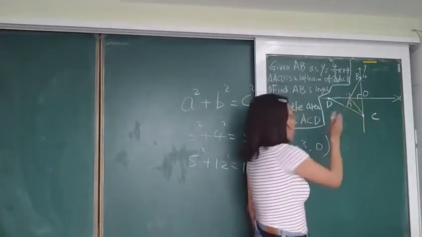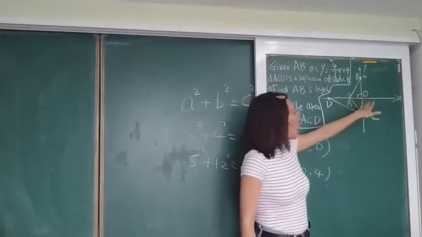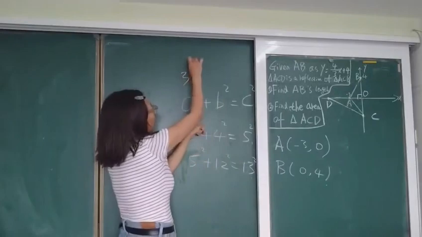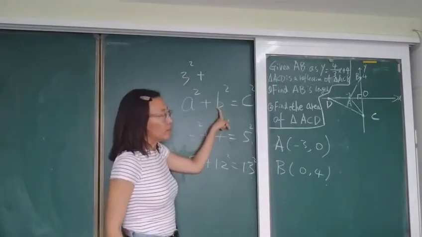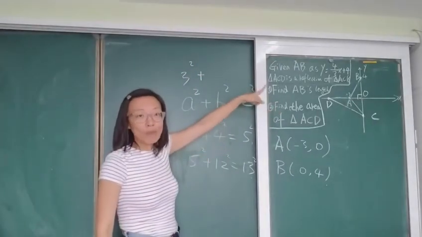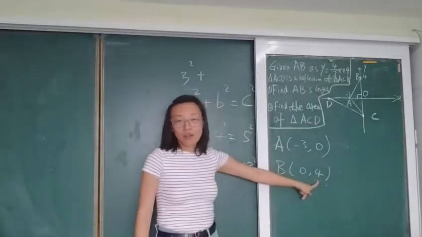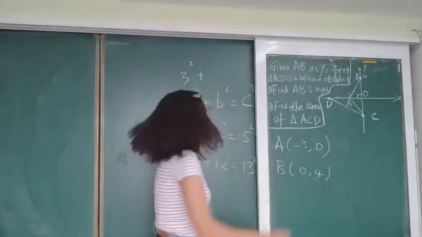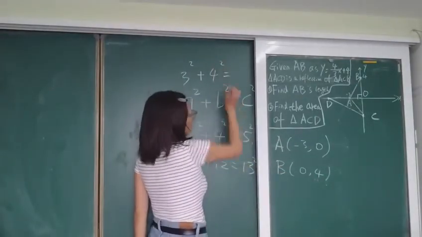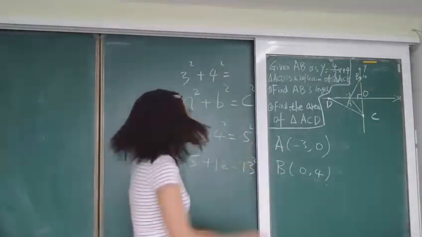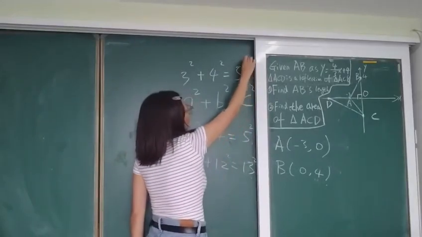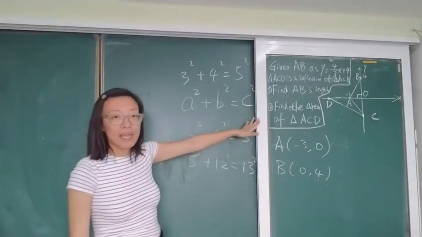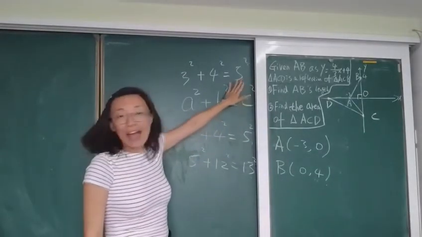So for right triangle AOB, what's my A? It's 3. What's my B? It's the length of OB, which is the y-coordinate of B, right? So it's 3 squared plus 4 squared. So you know it's what? It's 5 squared. So what is the length of AB? It should be 5, right?